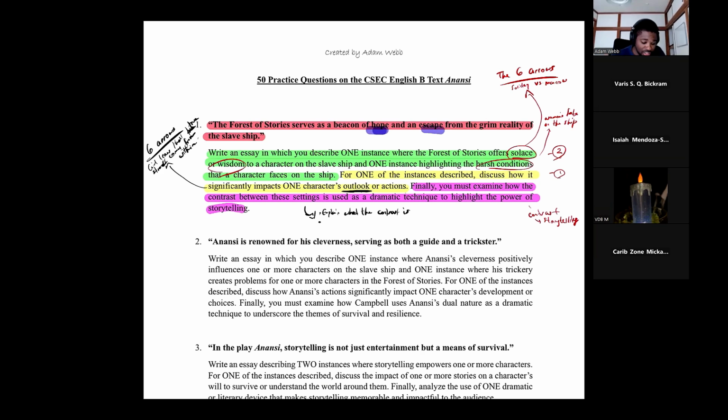All right, so we see how the Forester stories provide wisdom to girl, and we see one instance of the harsh condition. We see how the story of the six arrows would have impacted girl's outlook. So now we'll go back to the contrast, the dark ship versus the Forester stories. How does this relate to the power of storytelling?